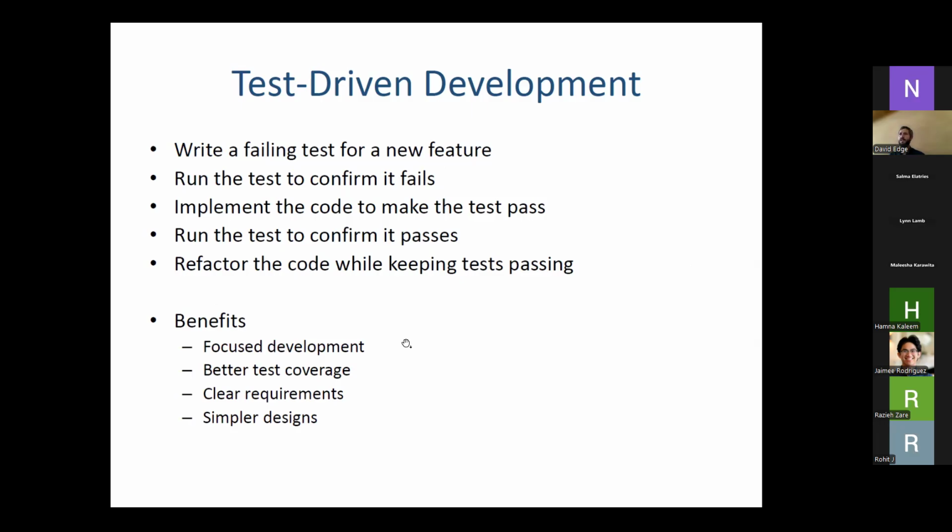This offers some benefits, including focused development, so you're choosing this new feature based on this test outcome. Better test coverage because you're starting with the test, so you're always going to make sure that your new features are being tested. You have clear requirements, so you're setting it up at the beginning to have this functionality that's very specific. And your designs will generally be simpler, so it's easier to make your code modular and easier to read this way.